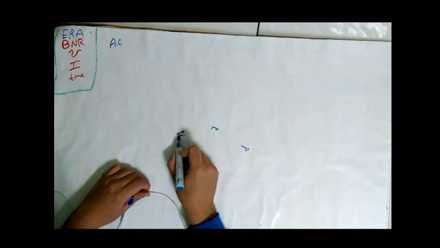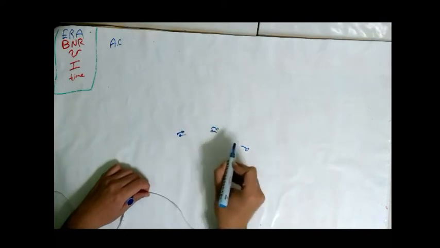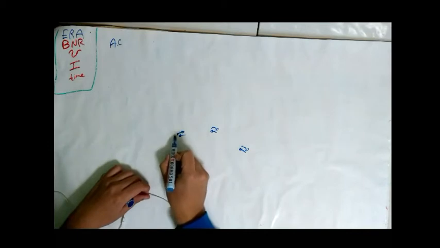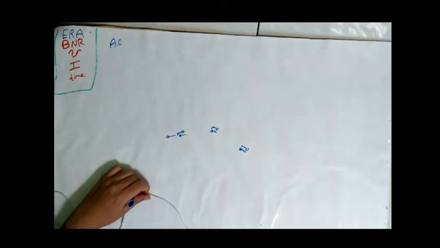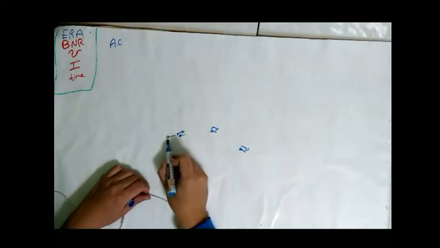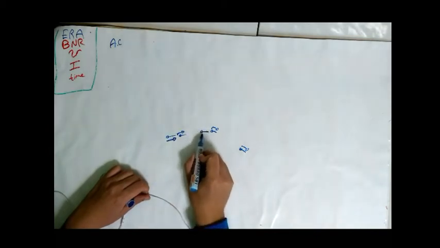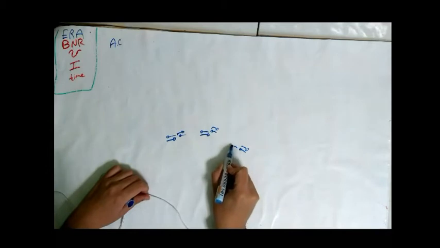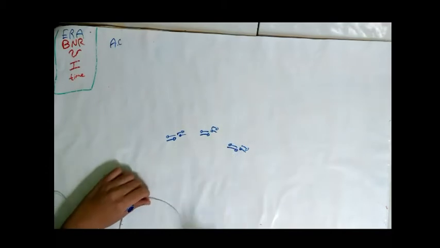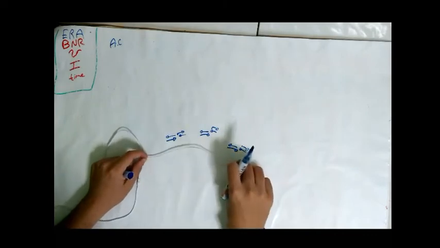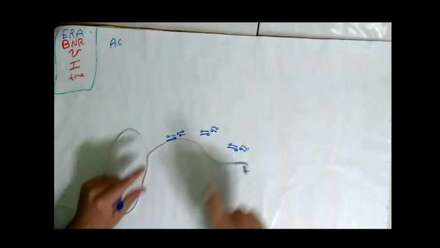Then they will return back to the original position. Then they move backward past the original position. Then they return to the original position again. Each atom or electron across the wire will do the same thing.